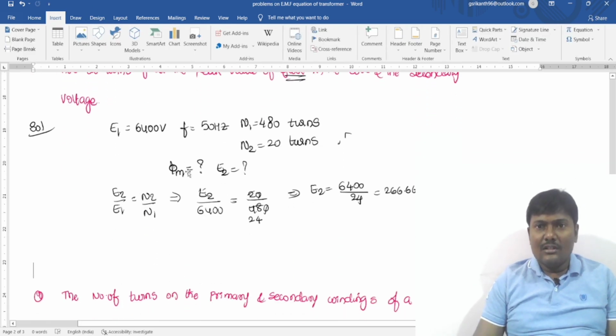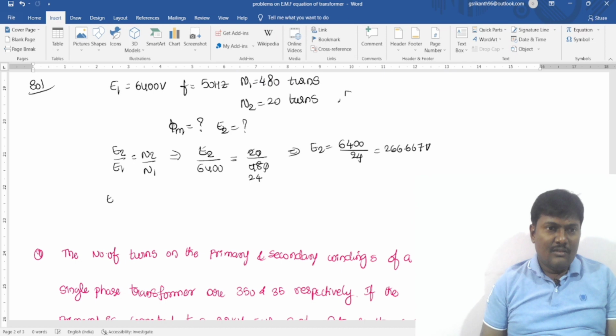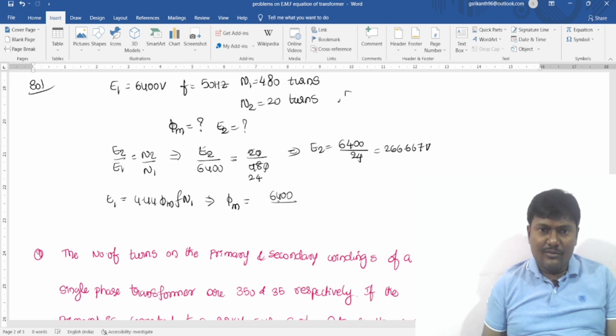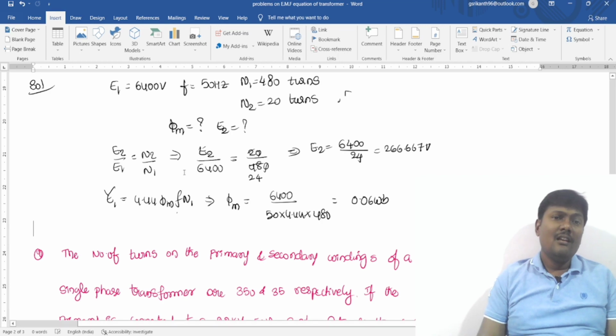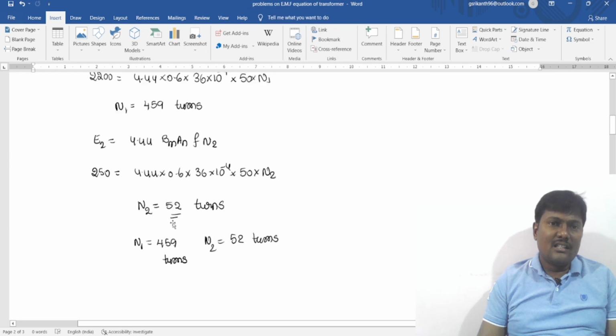And one more term we have to find out, the peak value of flux. So E1 is equal to 4.44 into phi m into F into N1. From this phi max is equal to 6400, the primary induced EMF, divided by frequency 50, and 4.44, and the number of turns on the primary, 480. So finally I got it as 0.06 Weber.